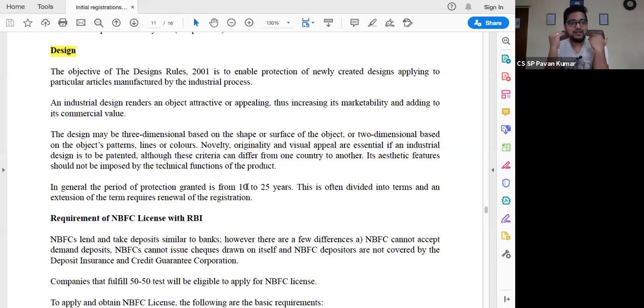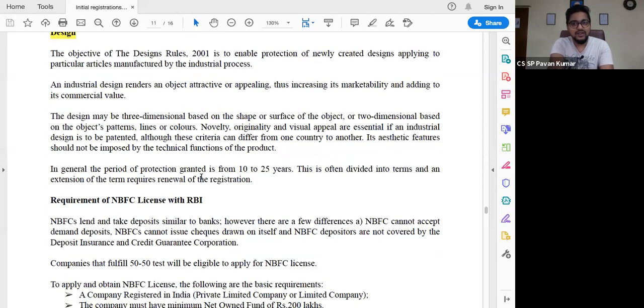There's some Samsung TV which has come, the curved TV. So they will take a design registration and keep it, and they'll say no one should use our design, only we should use it. Or there's a new model car which is coming, for that design they take a registration, or else a similar copy of that car model can be made by another automobile company. In all these cases, design registrations will be taken. The objective of the Design Rules 2001 is to enable protection to a newly created design applying to a particular article manufactured by an industrial process.